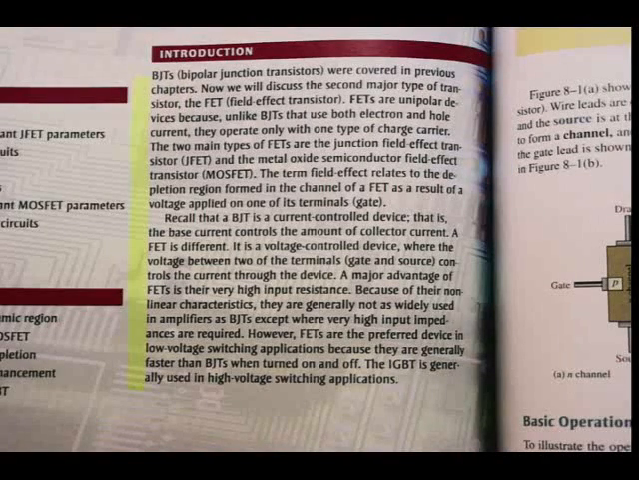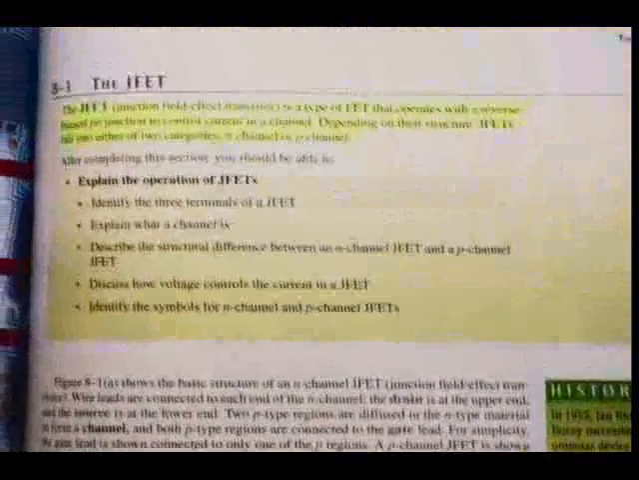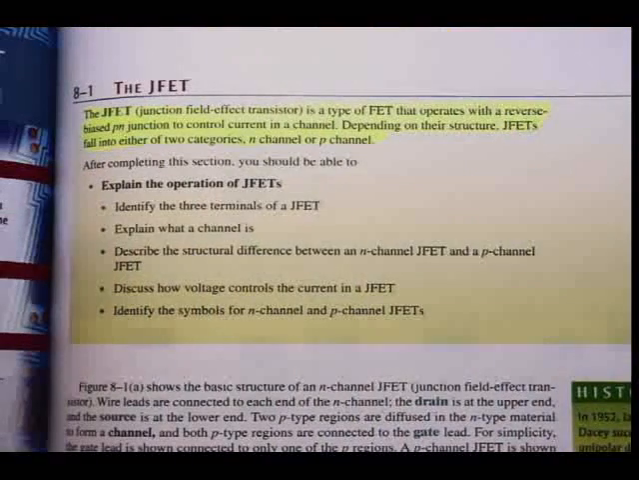A major advantage of field effect transistors is their very high input resistance. Because of their non-linear characteristics, they are generally not as widely used in amplifiers as BJTs, except where very high input impedances are required. However, field effect transistors are the preferred device in low voltage switching applications because they are generally faster than BJTs when turned on and off. Another device that we're going to discuss later on is the IGBT, and it's generally used in high voltage switching applications. So again, as we normally do, you can mark the introductory paragraph.